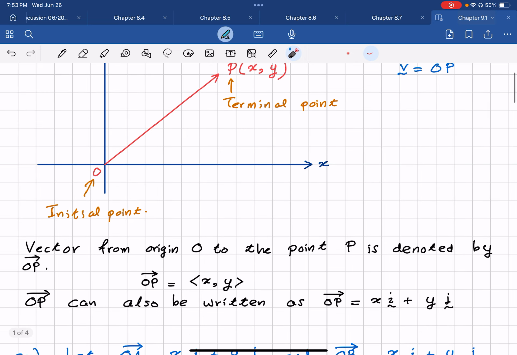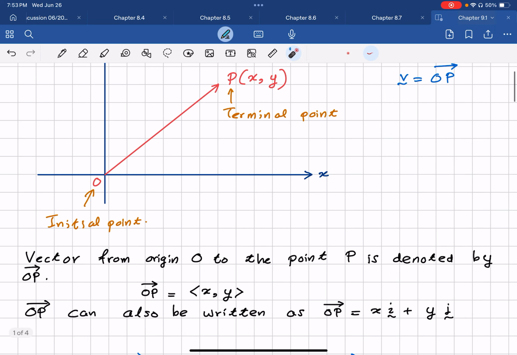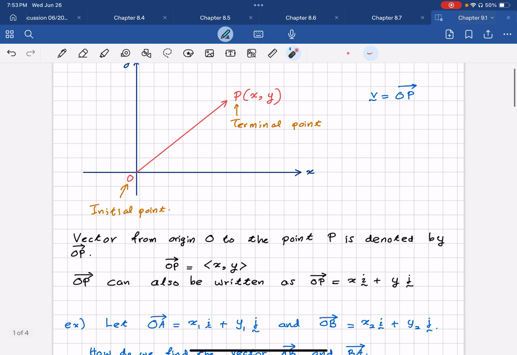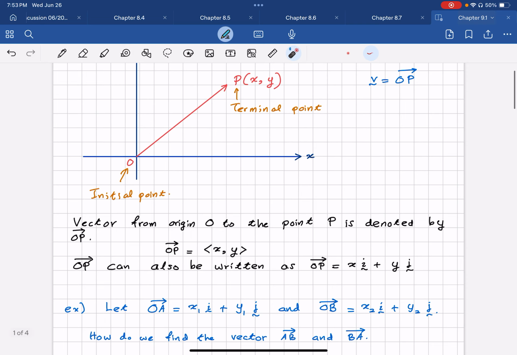So now, what is the vector OP? The vector from the origin to the point P is denoted by OP and OP is written in this way, (x, y). So this is the coordinates of point P. x is the x coordinate and y is the y coordinate. We say that x is the x component of the vector OP and y is the y component of vector OP. Another way that we write the vector OP is xi plus yj.